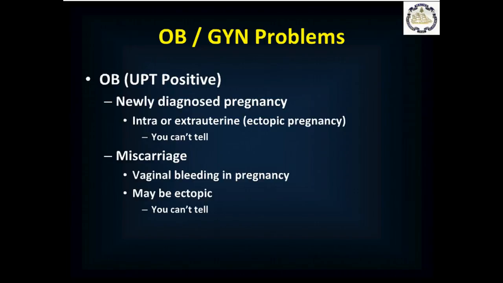If this is a newly diagnosed pregnancy, the pregnancy can be in the uterus or outside of the uterus, intrauterine or extrauterine. If it's outside of the uterus, it's called an ectopic pregnancy. That's usually in the fallopian tubes, the tubes that connect the ovaries to the uterus, but really it can be anywhere in the abdomen outside of the uterus. And you can't tell based on your exam or history. The problem with an ectopic pregnancy is that as it grows, if it ruptures, the woman can bleed to death.